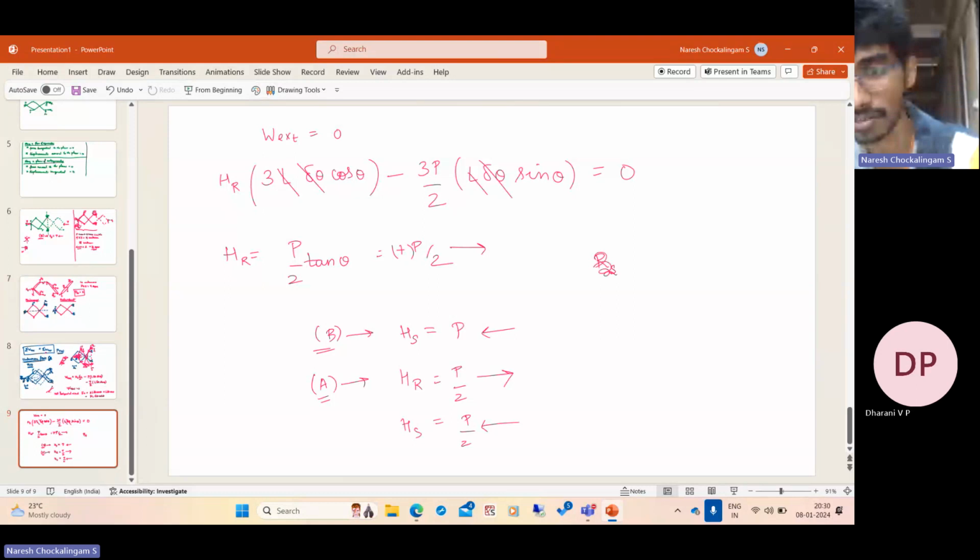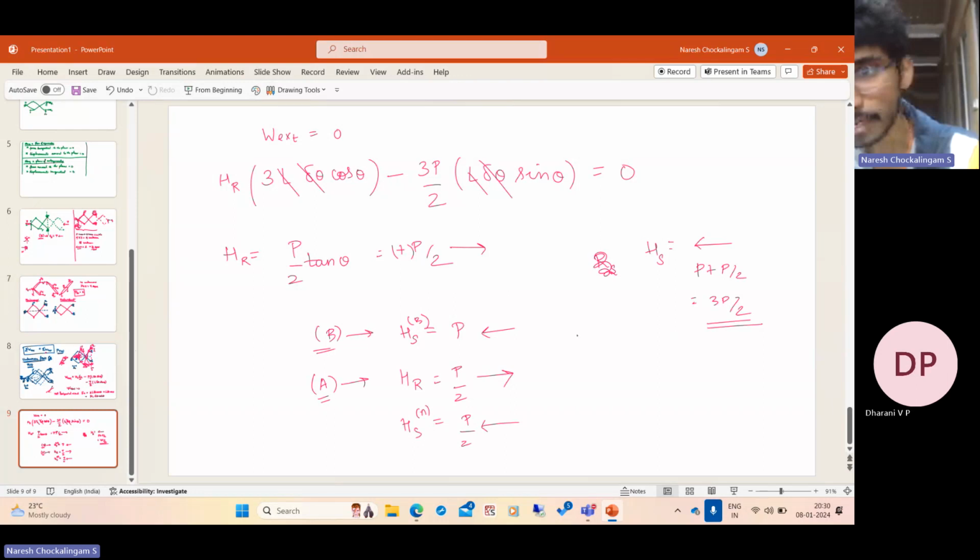Now, what is the total net reaction at S? So this is from the structure B. This is from the structure A. It is towards the left side. So P plus P by 2, which is 3P by 2. So the correct answer to the question is 15. No, that is not the correct answer, unfortunately.